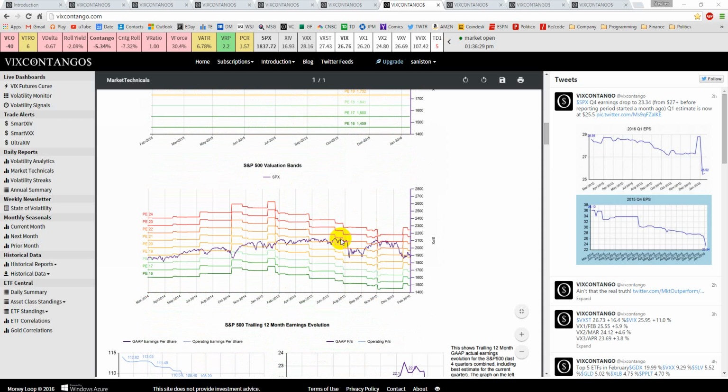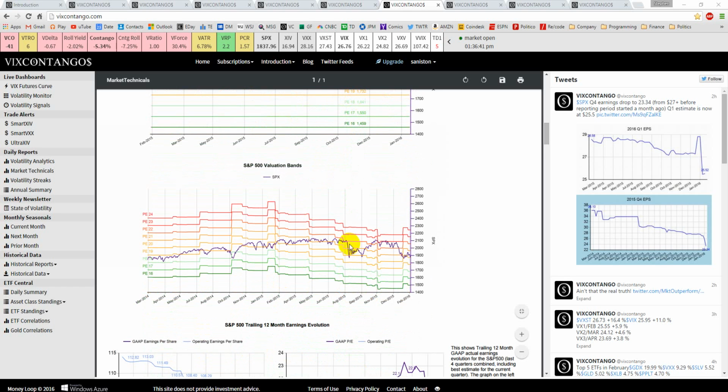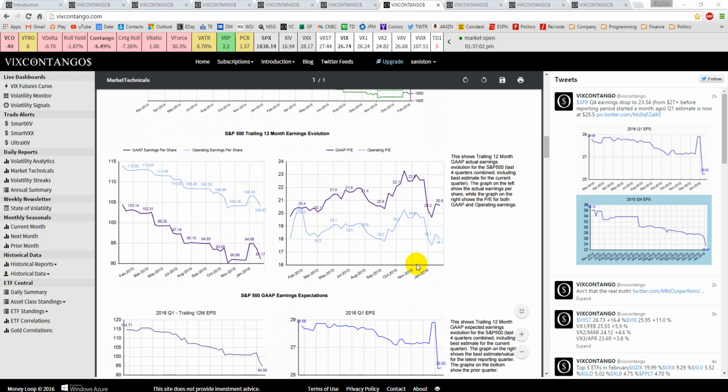The SPX valuation bands look back in time. So the chart above just deals with the earnings as of right now, as of the last trading day. The SPX valuation bands look at the earnings in the past, so you get to see when the SPX was getting really overheated and when it's getting to be cheap. So in this case, it's kind of a neutral valuation around a 19 to 20 GAAP PE.